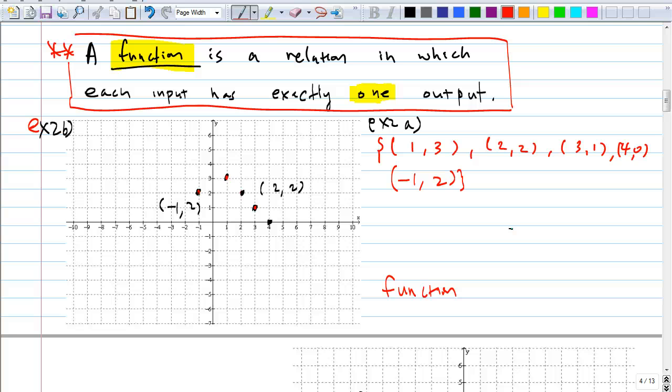No. What if I do this? Can I do this? Is that a vertical line, guys? No, that's a horizontal line. I'm not talking about a horizontal line. I'm talking about a vertical line. So be careful, right?